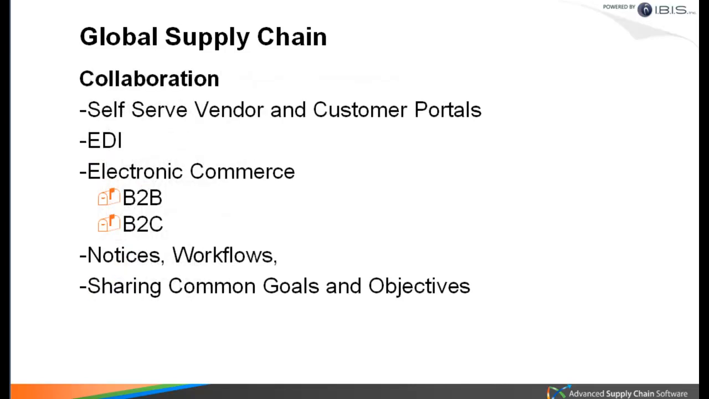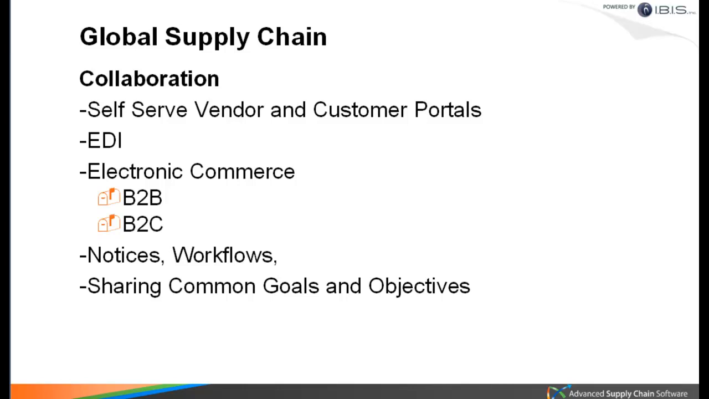On the next slide, we're going to be looking at collaboration, as I mentioned before. Some of the things that you're going to have to consider, and this goes back to the software, is: do you have self-serve vendor and customer portals? They don't always want to call. They don't always have the opportunity or the capability to call. They want to be able to pull up an iPad, a Surface, a phone, and bang, pop into your portal or your website and get the information that they need.